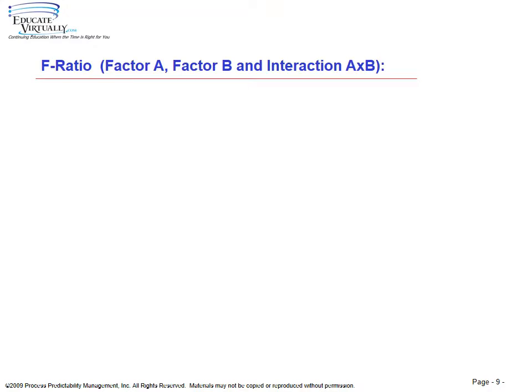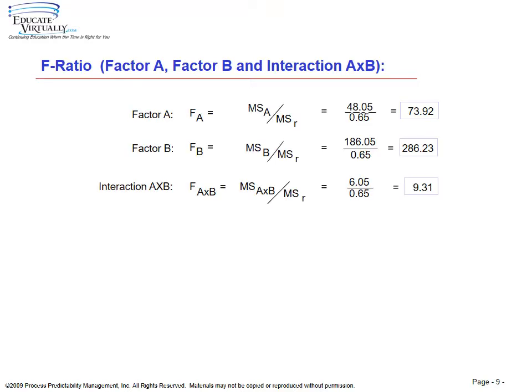Our next calculation in our analysis of variance is the F ratio. We'll calculate an F ratio, or an F statistic, for factor A, for factor B, and the interaction of A and B. This calculation is the mean square for the factor divided by the mean square for the residual. We would like to see this value be much greater than 1. In this case, we see that that's true, and what we're going to do is compare these calculated values versus the values from a table.